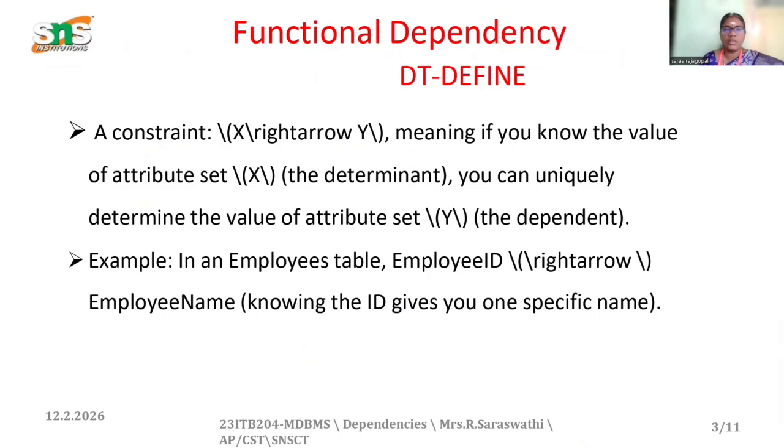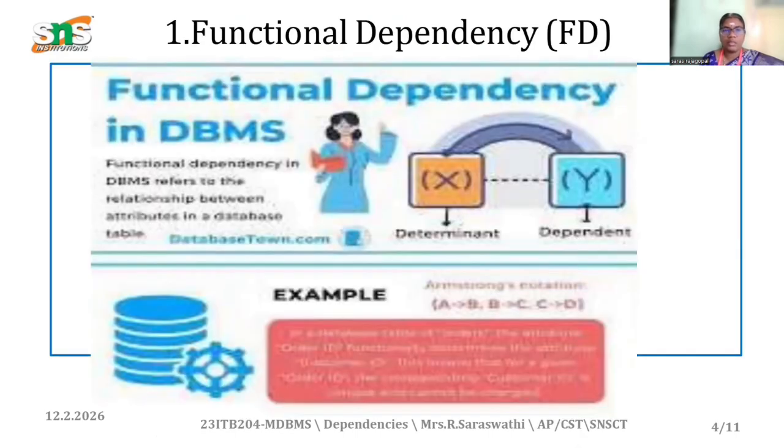Functional dependency is one type of dependency. It means if you know the value of one attribute set, you can uniquely determine the value of another attribute set. That is, X goes to Y. If X is an employee ID in the employee table, Y is an employee name in the employee table. This is a diagrammatic representation of functional dependency.